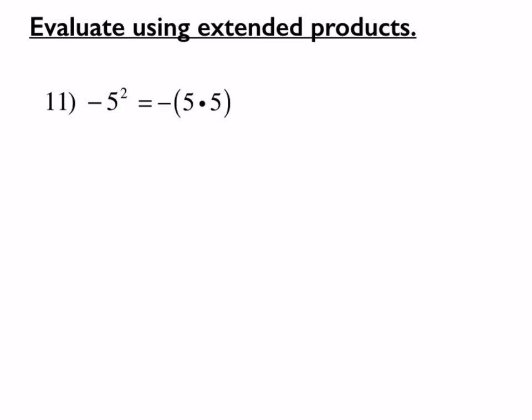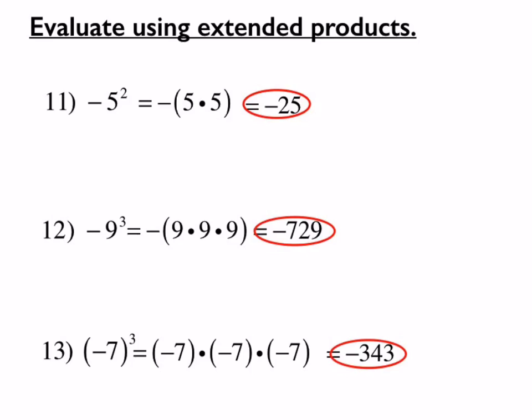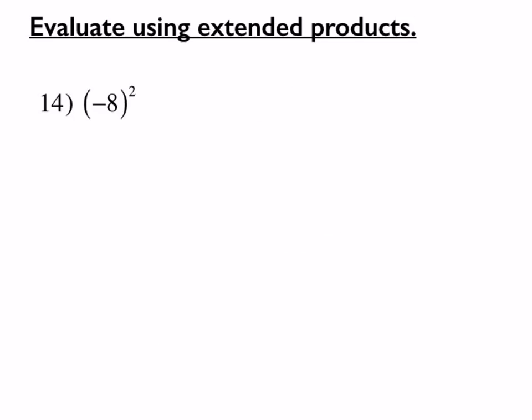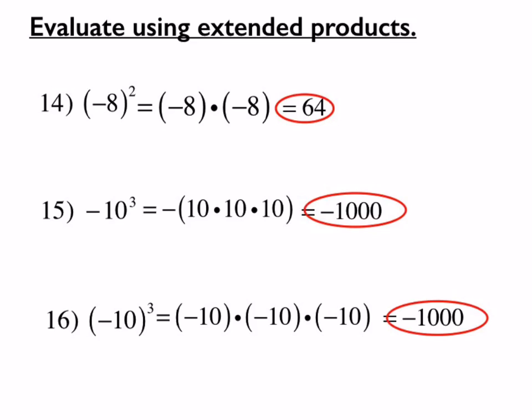Number 11, as an extended or expanded product looks like that, and we end up with negative 25. Number 12 looks like this, and then negative 729. Number 13 looks like this, and then negative 343. Number 14 looks like this, and then 64. And number 15 looks like this, and then negative 1,000. In number 16, we should end up with negative 1,000.